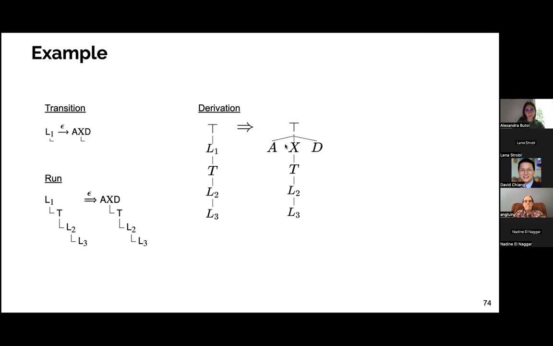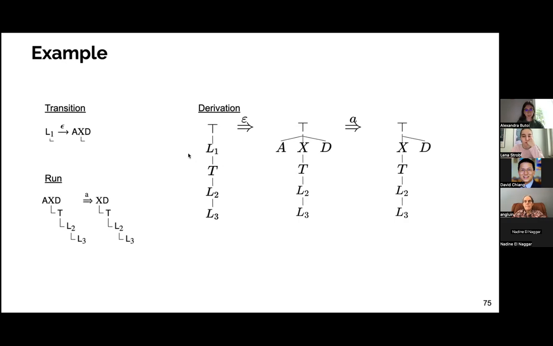And L1 gets rewritten as AXD, and the rest of the tree gets attached to X. So if you remember the rules in tree-adjoining grammars, this looks very similar, but the difference is that in a tree-adjoining grammar, you can apply a rule to any node that is labeled with a variable symbol. But in here, you can always do that only at the leftmost, topmost symbol.